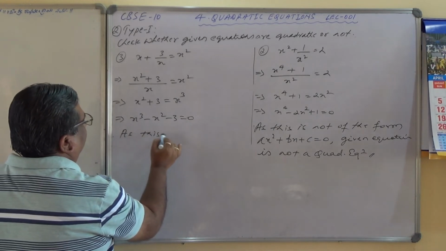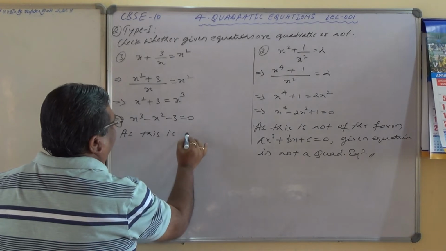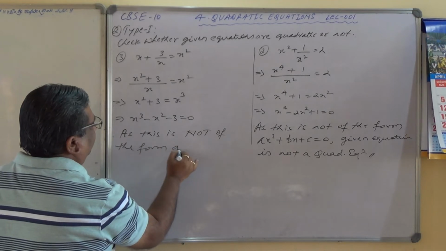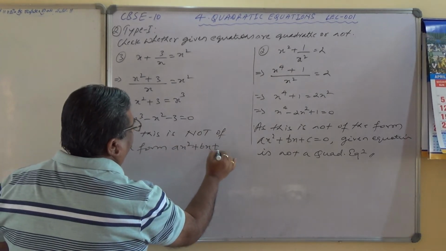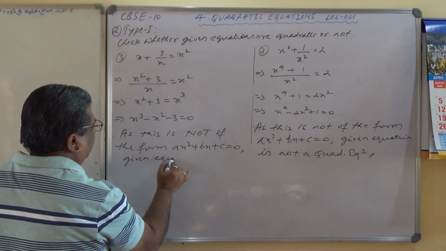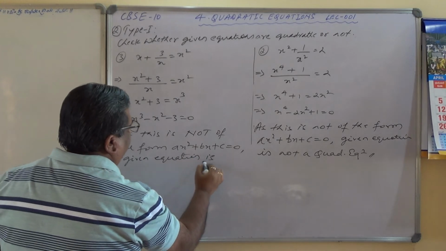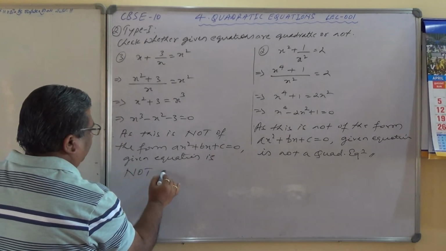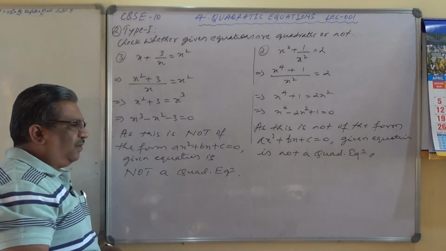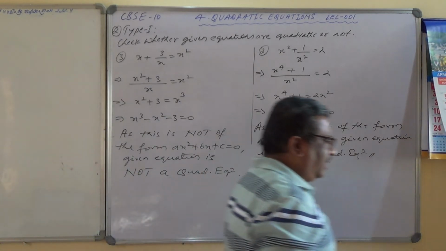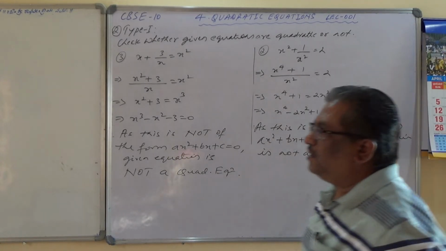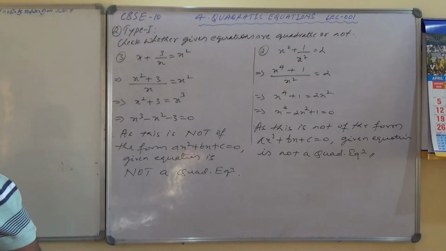As this is not of the form ax square plus bx plus c equals 0, the given equation is not a quadratic equation. Not a quadratic equation. Okay? So this is how we can solve it. Let us take another one or two examples, and I will go to type 2 now.